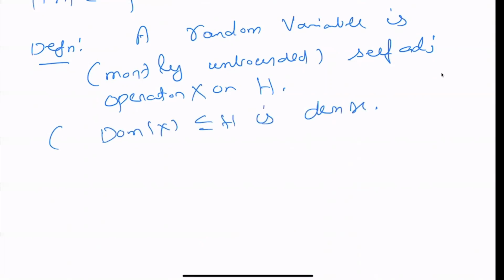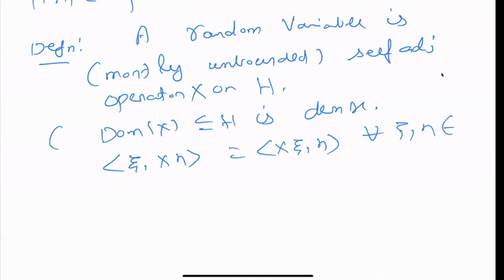By this we include the bounded case also. Mostly it will be unbounded. Our operators are unbounded operators, with the domain of X dense, and X a self-adjoint operator. For this we mean that it should satisfy this relation: the inner product of xi with X eta should be equal to the inner product of X xi with eta, for all vectors, defined only for vectors in the domain of X.